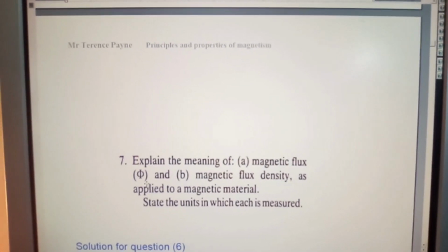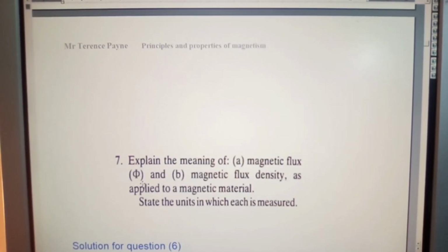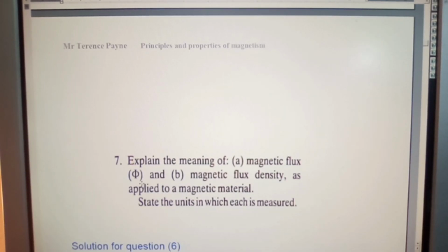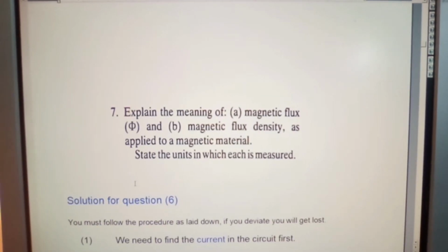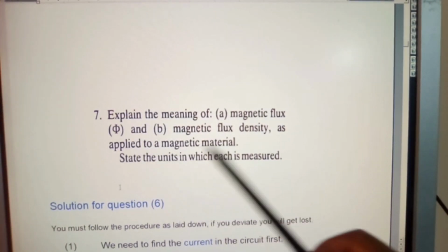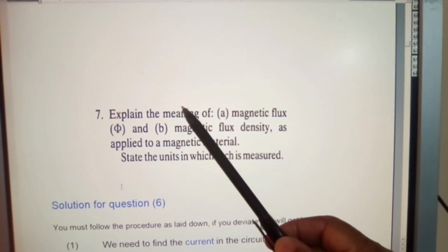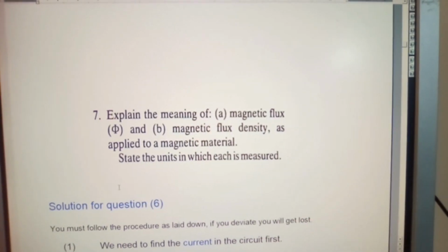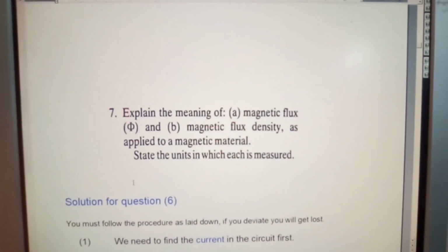And here we come to question 7. This question here, I would like you to have a go at yourself. You've been given enough information for you to resolve this matter for yourself. So that's something I would like you to have a go at. Question 7.